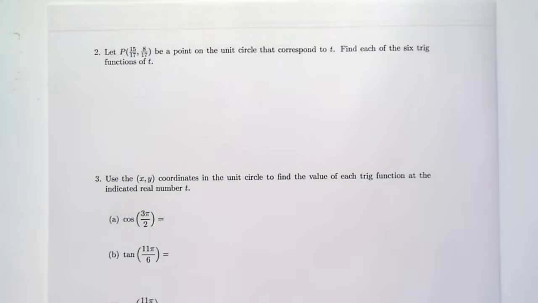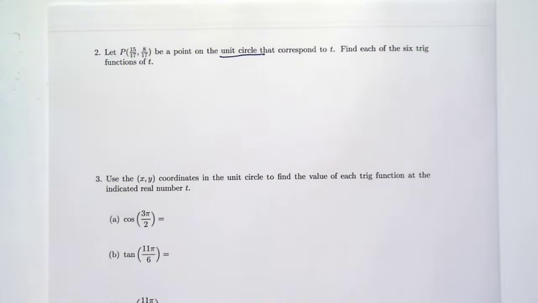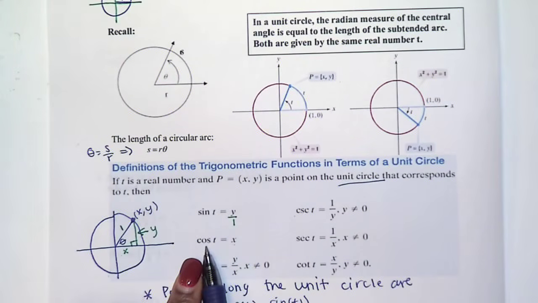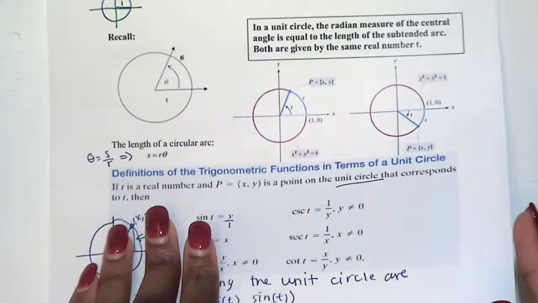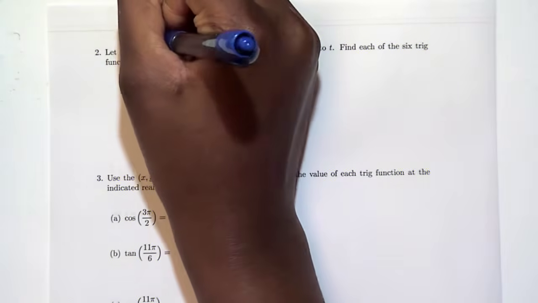All right, so let P be the point 15 over 17, 8 over 17 on a unit circle that corresponds to T. Find each of the 6 trig functions of T. All right, one thing to notice, we are on the unit circle. And whenever we're on the unit circle, X is given by cosine and Y is given by sine. So we already have 2 of our trig functions just from the problem. So this is our X value, this is our Y value.